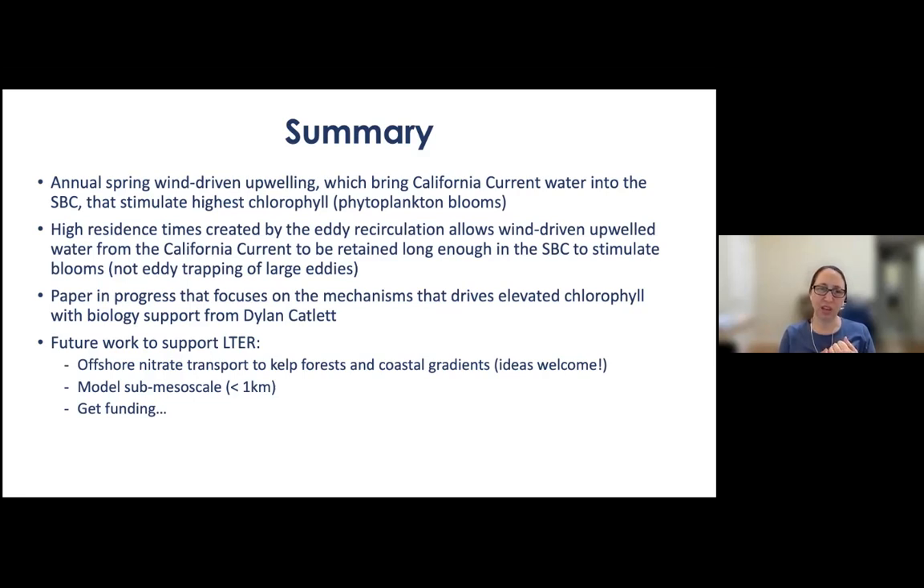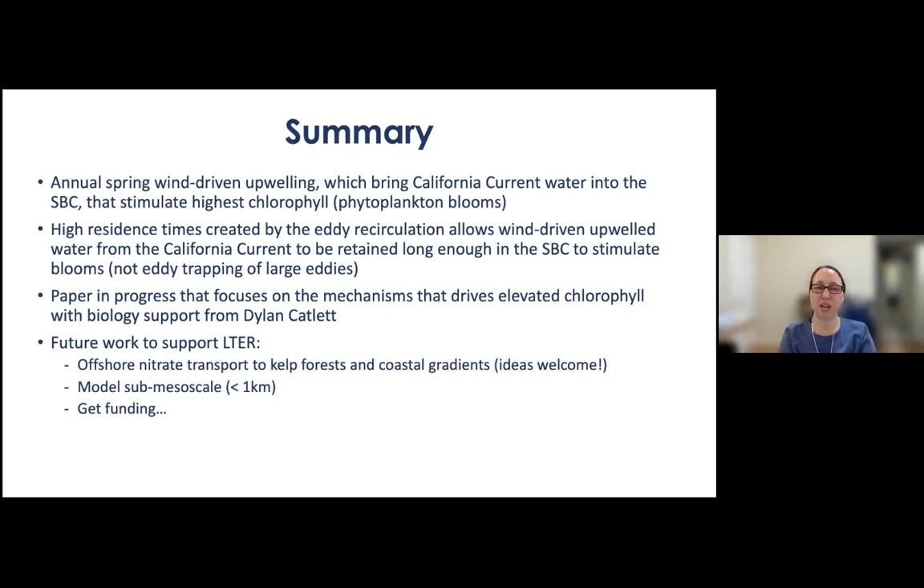And in terms of the LTER, I think there's a lot to look at in terms of what could be coming from offshore in terms of nitrate transport to the kelp forests. Also, something I didn't mention as much is that there is quite a big gradient, and it seems like there's a lot more nitrate coming in the Western channel as opposed to the east.